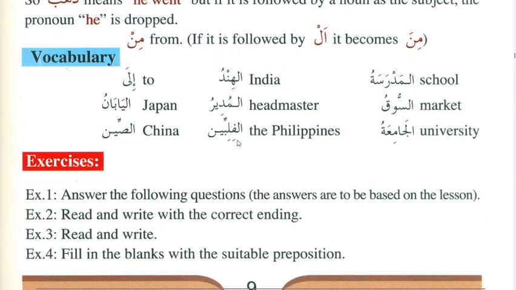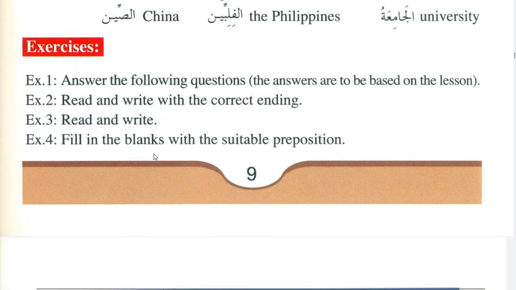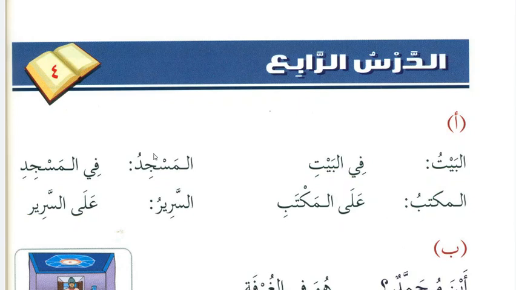Now we have vocabulary. You need to memorize this vocabulary and you will write it in your notebook as your homework. Ad-darsu ar-rabi', fourth lesson. Al-baytu means the house, fil bayti in the house, al-masjidu the masjid, fil masjidi in the masjid, al-maktabu the table, ala al-maktabi on the table, as-sariru the bed, ala as-sariri on the bed. So here ya madda becomes silent, here alif maksura becomes silent because of alif lam.